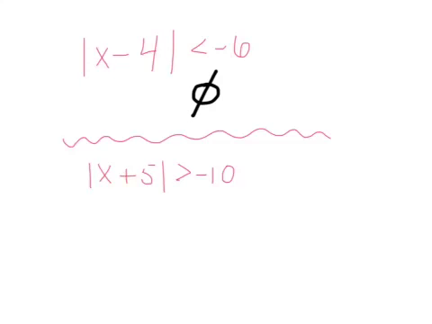Other absolute value inequalities are always true. One such inequality is the absolute value of x plus 5 is greater than -10. The solution set of this inequality is all real numbers. Can you see why? Think of the definition of an absolute value. If the absolute value can never be negative, then the value of x plus 5 is always going to be greater than a negative number.